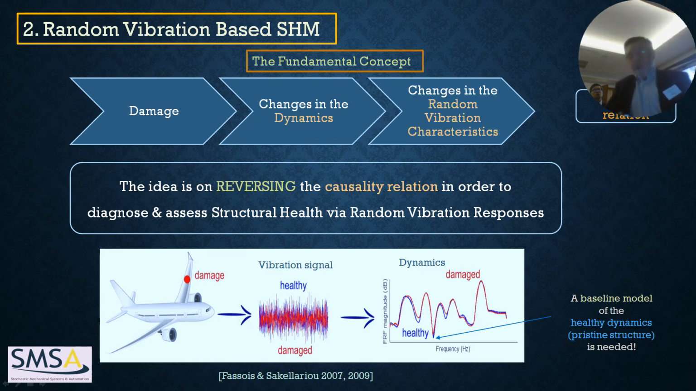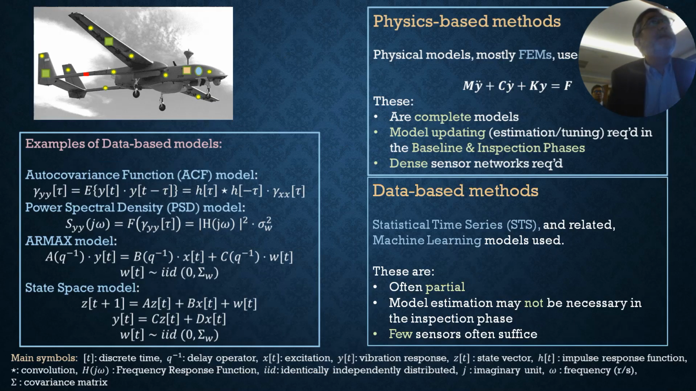So what is the idea for random vibration-based structural health monitoring? A damage will cause some changes in the dynamics, and these changes in the dynamics will appear in the vibration characteristics. So essentially what we do is we try to reverse this relationship, and from the vibration characteristics to go back and detect, diagnose the damage. This is the idea. Now, for doing this, we have either physics-based methods or we have data-based methods.